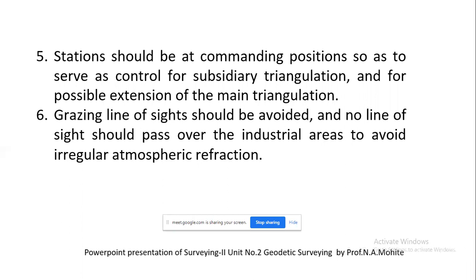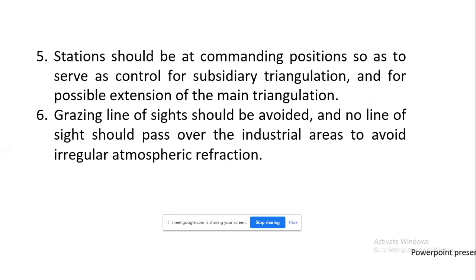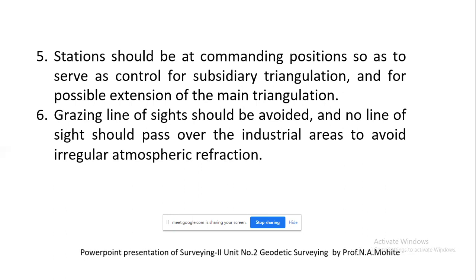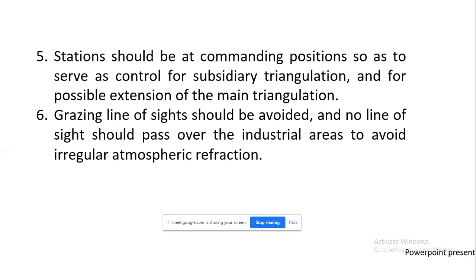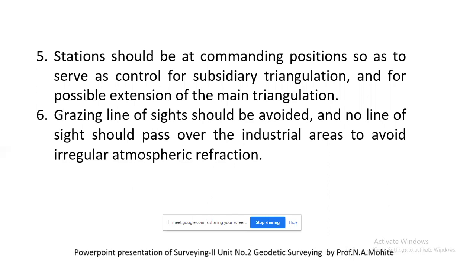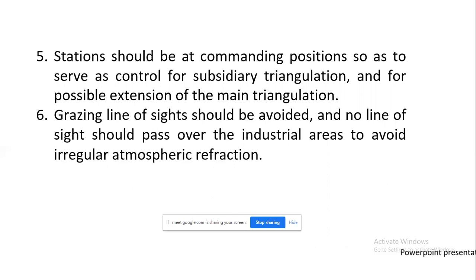Grazing lines of sight should be avoided, and no line of sight should pass over industrial areas, to avoid irregular atmospheric refraction. Grazing line of sight means what? If the points are intervisible, but you have some kind of obstruction, such as grass or small bushes on the ground, it makes an obstruction for measuring, affecting the intervisibility of each of the stations.